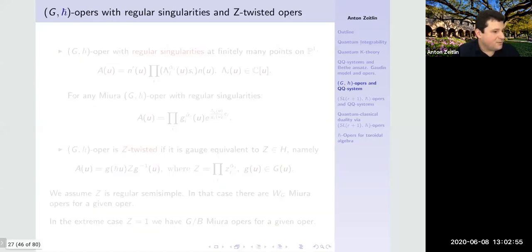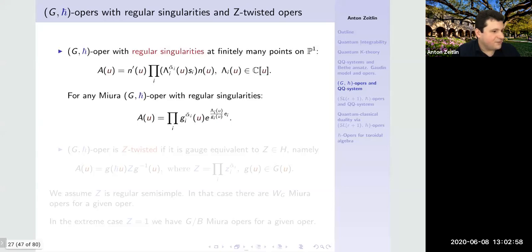Okay. So now two important objects. First is oper with regular singularities. This is something we're going to need for our construction related to what we have for conformal blocks and so on. So here our functions phi_i, in principle they're rational, now we're going to take them to be polynomials. So naturally, any Miura oper can be written in this simple form. So the g_i are some rational functions.